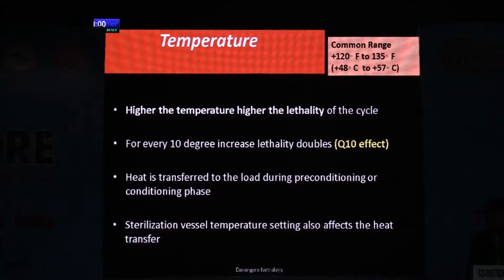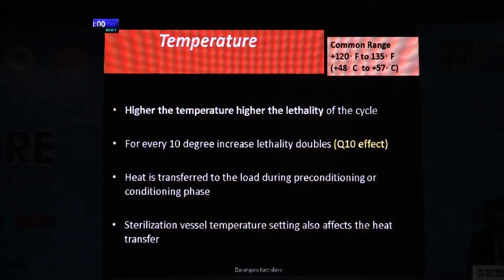What is an optimum temperature for an ethylene oxide sterilization? Preferably it will be between 48 to 57 degrees centigrade. For every 10 degree centigrade, lethality doubles. That is the Q10 effect, what we call. Heat is transferred onto the load during the preconditioning phase of the cycle.